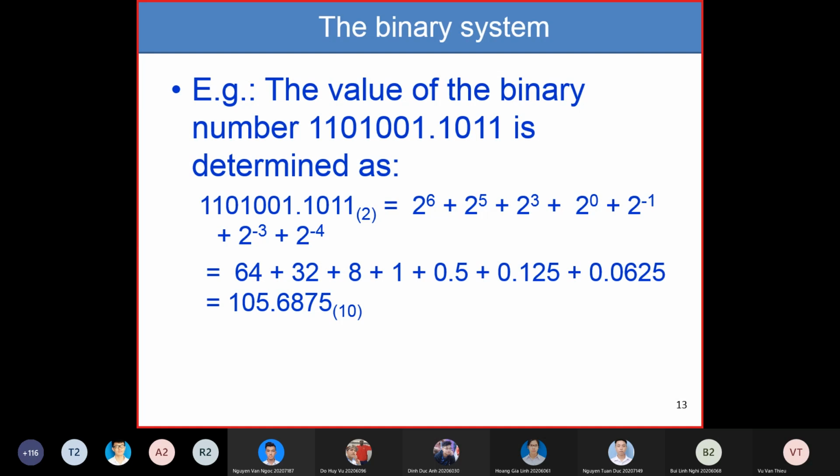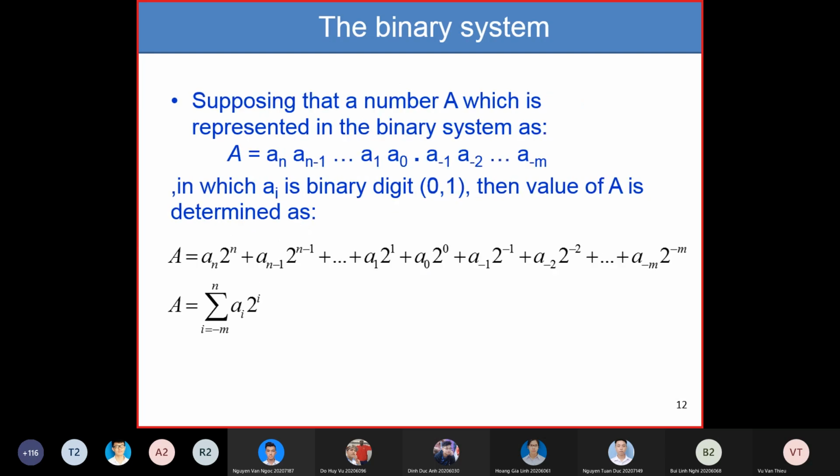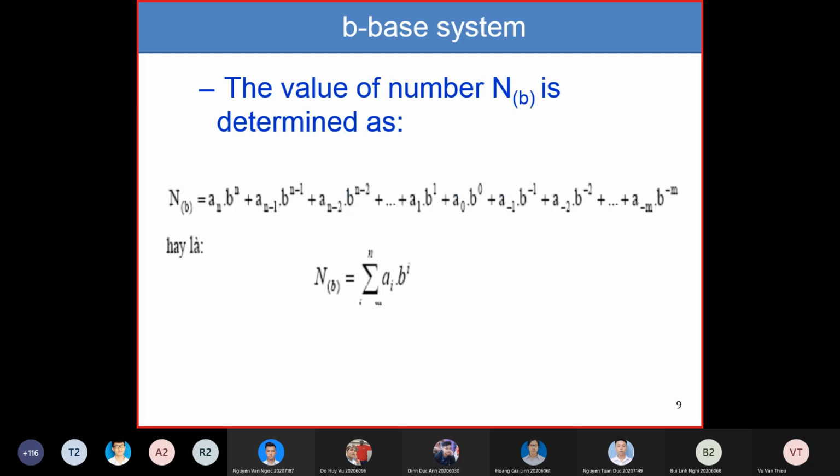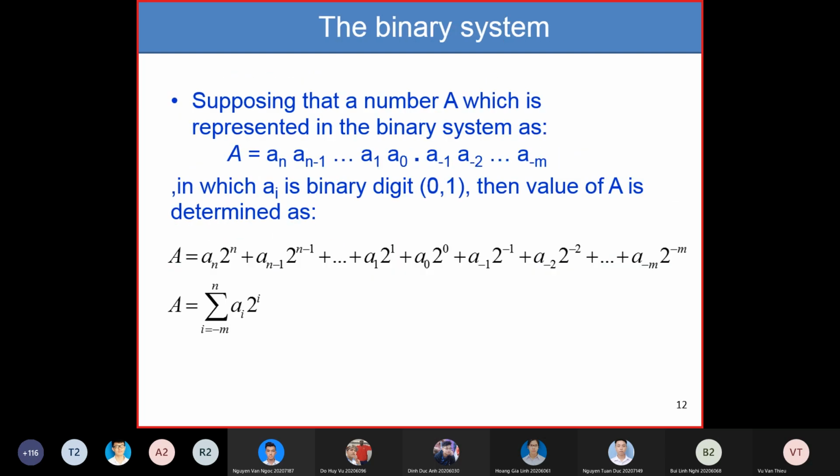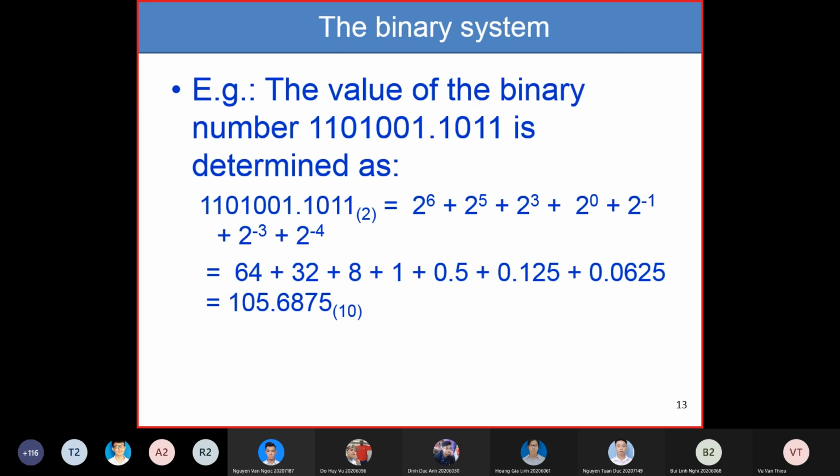So when we say we want to determine the value of a number in a system, it means we find the value of that number in the decimal system. This formula in general is used to find the value of the number n in the B-base system in the decimal system. Okay. Do you have any questions?